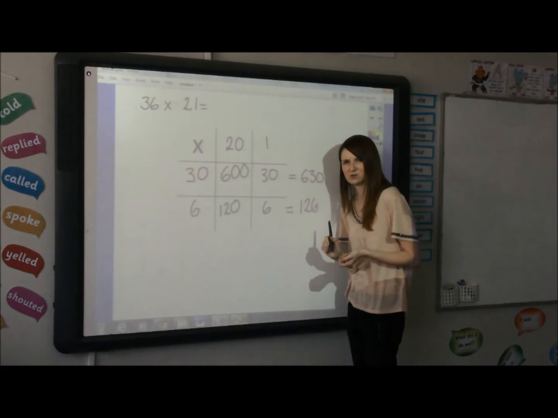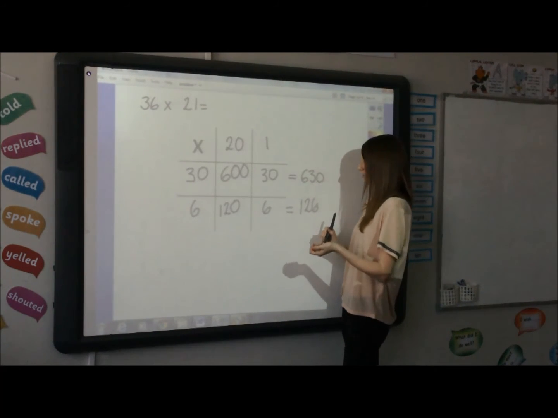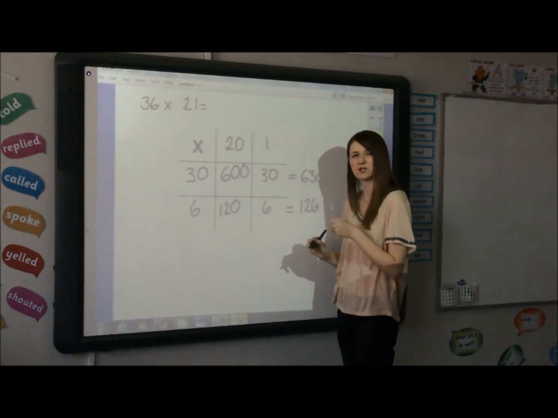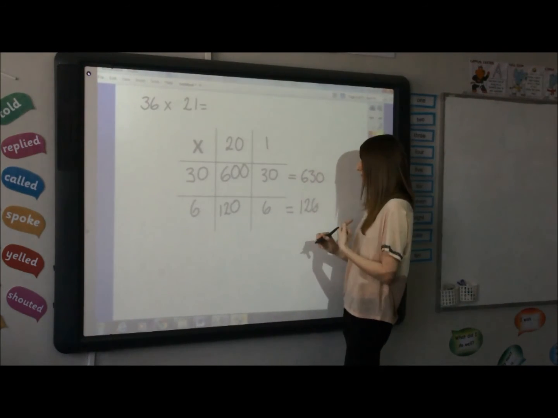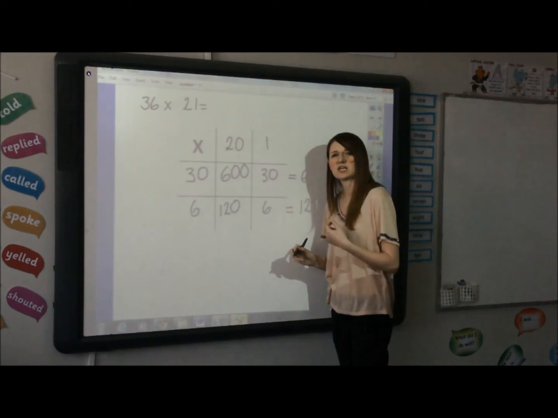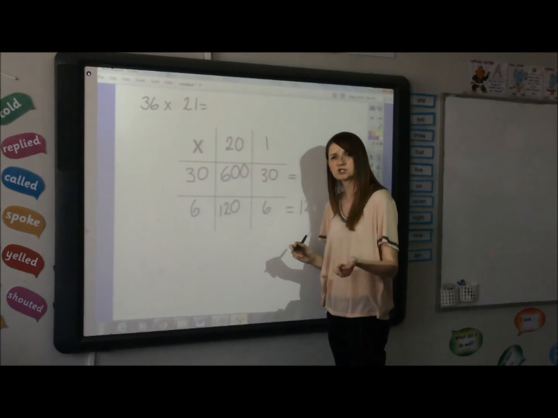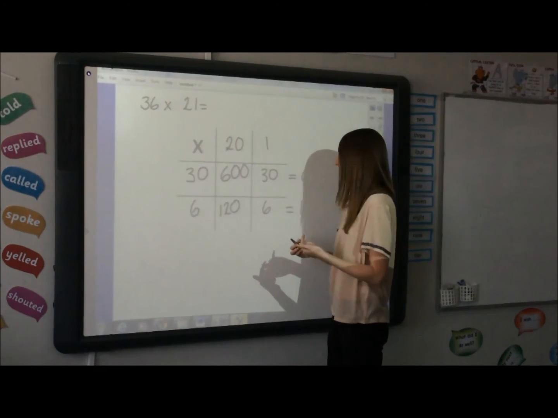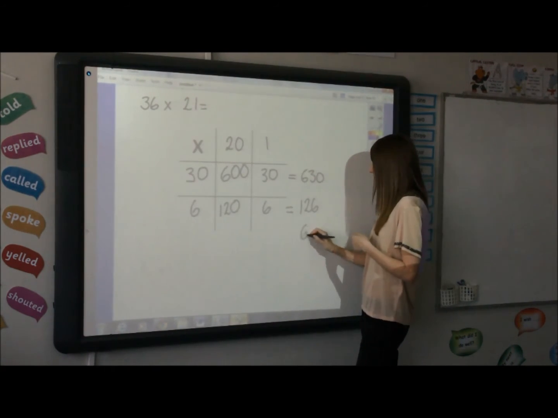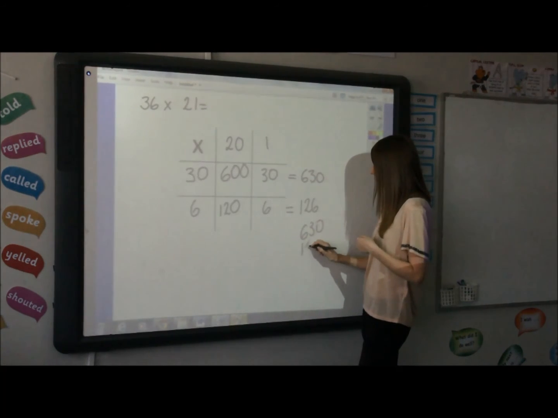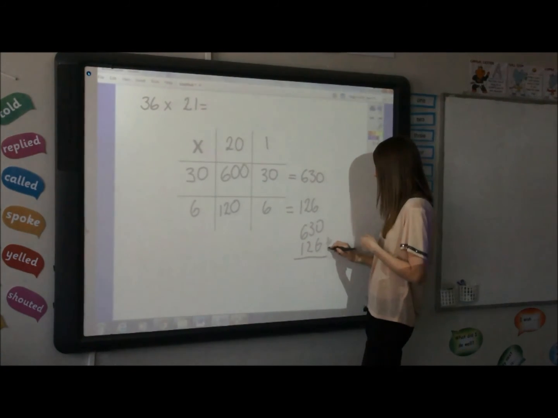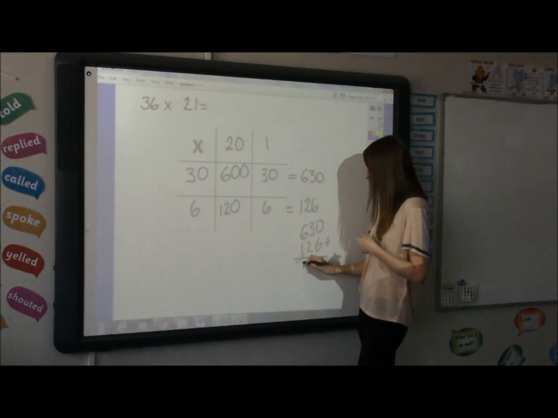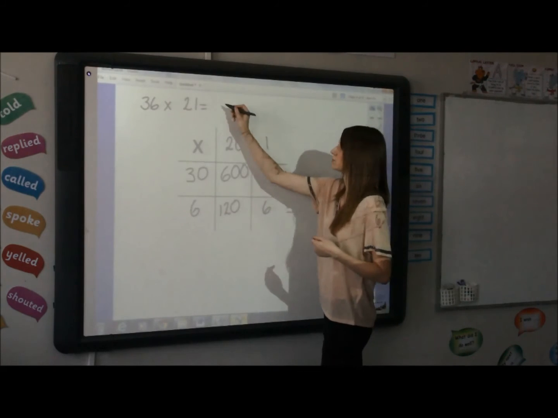I then need to add these numbers together. Now, your child might be able to add them mentally in their head. That's absolutely fine. Just make sure you double check your answer. Or they might prefer to use the column addition method. And a lot of children take comfort from using that method. They know that they will get the answer correct. So if that's the case, they can write 630 plus 126. 0 plus 6 is 6, 3 plus 2 is 5, 6 plus 1 is 7. My answer is 756.